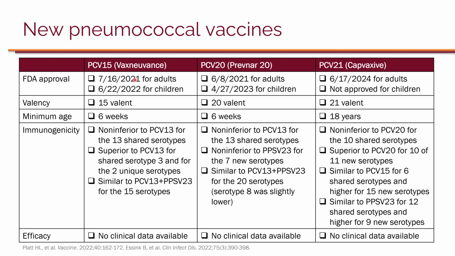Now, the new pneumococcal vaccines, so PCV 15, 20, and 21, have come to the market in the past few years. Since 2021, we saw that PCV 15 and 20 came to the market for adults first, followed by approval for children. And PCV 21 currently is only approved for adults.